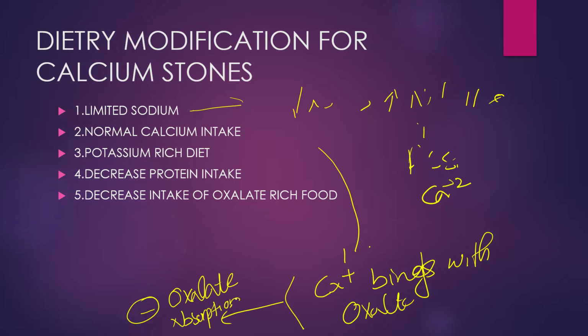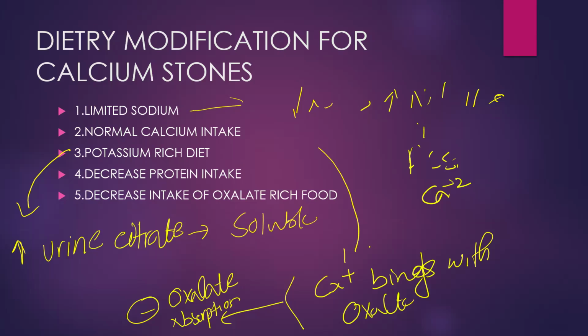Okay, so potassium-rich diets, typically fruits and vegetables. Potassium-rich diets increase urine citrate. Increased urine citrate will form a soluble complex with the calcium, and in this way the stones are prevented.